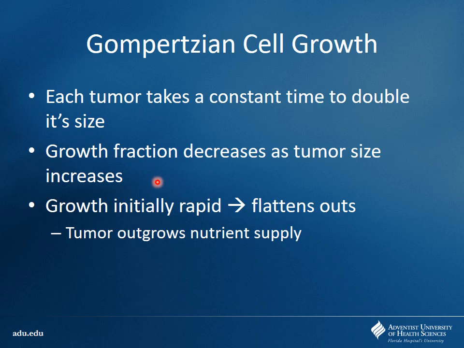But as that tumor gets bigger and bigger and bigger, it will start to outstrip its nutrient supply, and that's where we're going to run into this kind of plateau. And I'll show you a curve of that in just a second here. But you'll have very rapid initial growth when the cell count is low, and then as it gets bigger and bigger and bigger, it will start to slow down to a great degree.